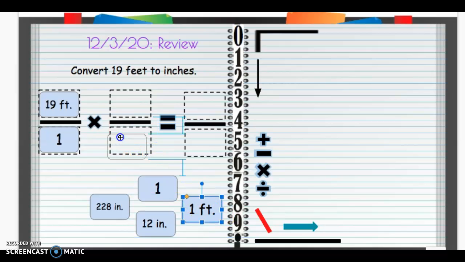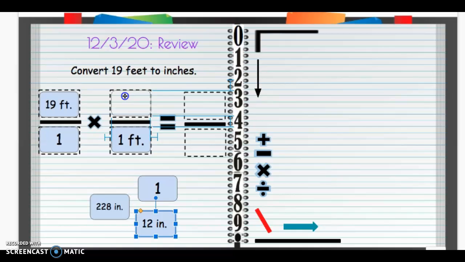So in 1 foot, how many inches are there? Well, again, think of a ruler. How many inches are in a ruler? There are 12 inches in a ruler. So you have 12 inches, so 12 goes on top.